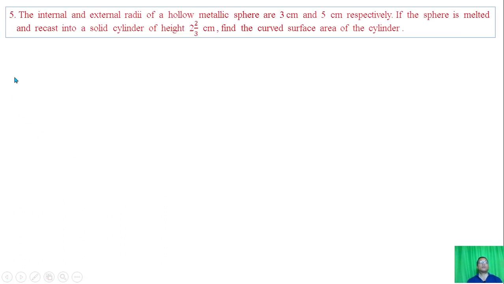Question number 5. The internal and external radii of a hollow metallic sphere are 3 cm and 5 cm respectively.